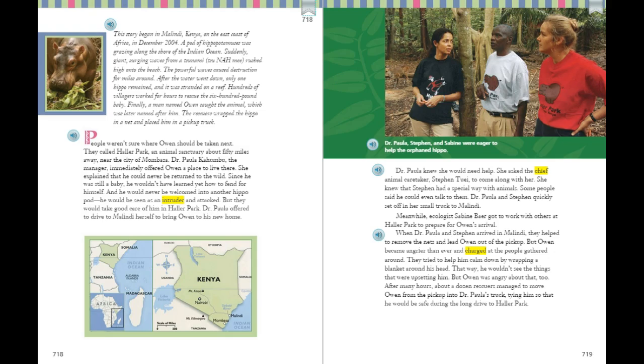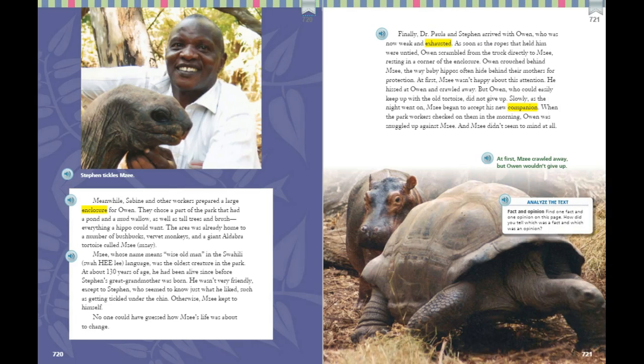What are the two main reasons why Owen needs to live in a protected place? What do the three maps on page 718 show, and how do the three maps relate to each other? What text evidence tells you that bringing Stephen Tuwei to Malindi was a good idea? Why do you think Sabine and the other workers wanted to prepare Owen's new home before he arrived at the sanctuary?